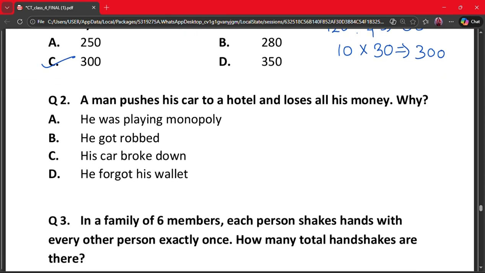Moving on to the next question, that is question number 2. A man pushes his car to the hotel and loses all his money. Why? A. He was playing Monopoly. B. He got robbed. C. His car broke down. D. He forgot his wallet. Here the correct answer is option A. Why? Because this is a riddle. In the game Monopoly, players push tokens. If a player lands on a hotel, they lose money. So he was playing Monopoly.